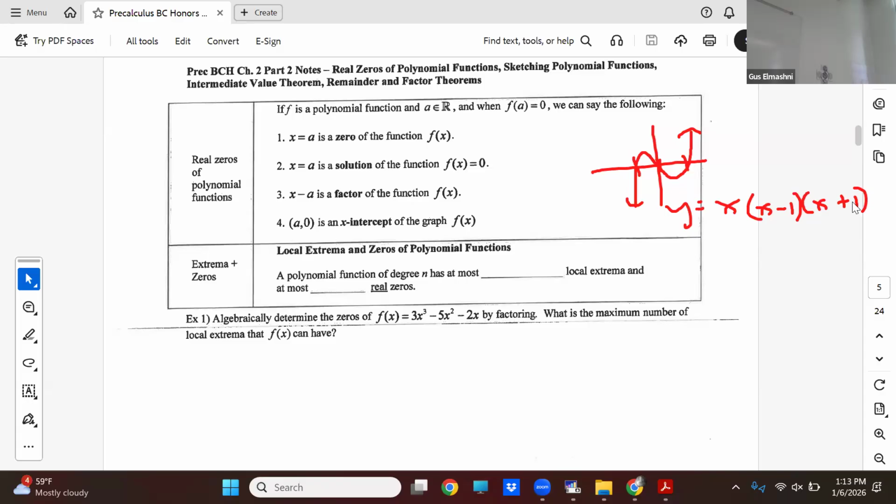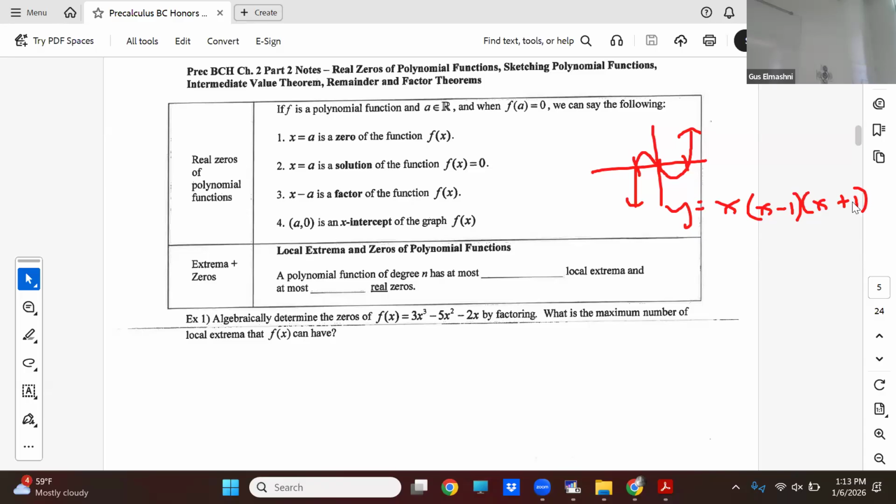So when you have a degree n for your function, you could have at most a local extremum. Local means that it seems like it's the highest point for the time being. Truly, do I know the absolute highest point of the graph? No. Sky's the limit, right? Do I know the absolute lowest point? No, because it goes down forever. But a polynomial function of degree n has at most how many local extrema? Well, clearly I count two, right?